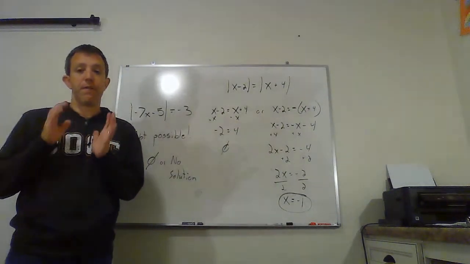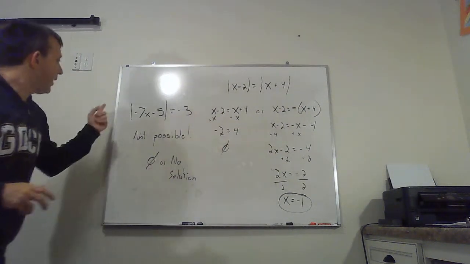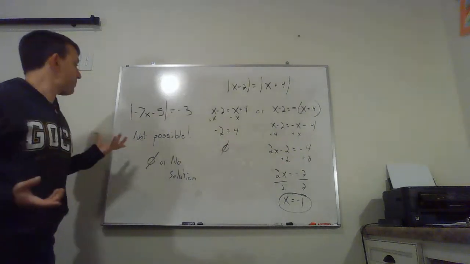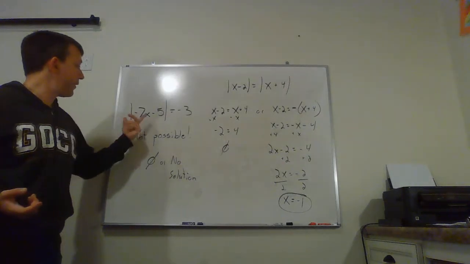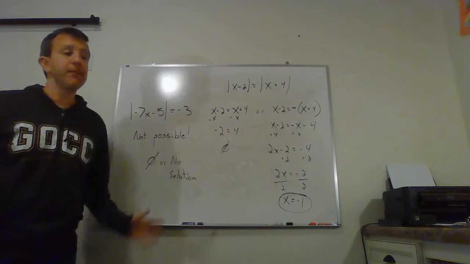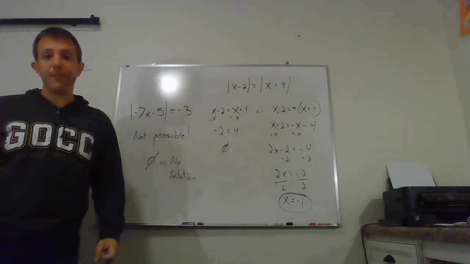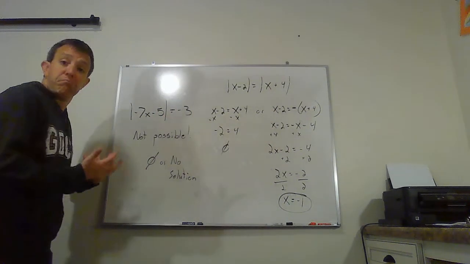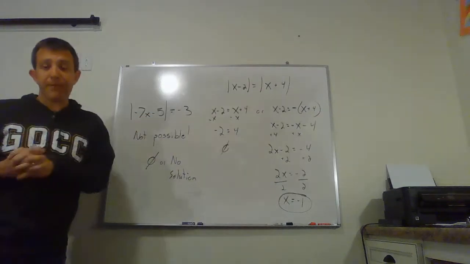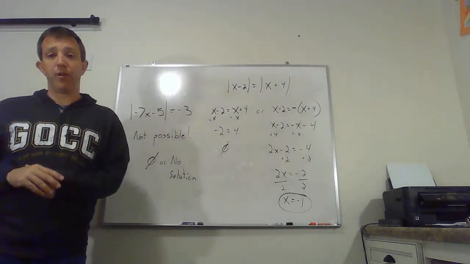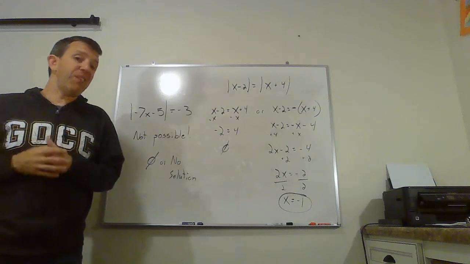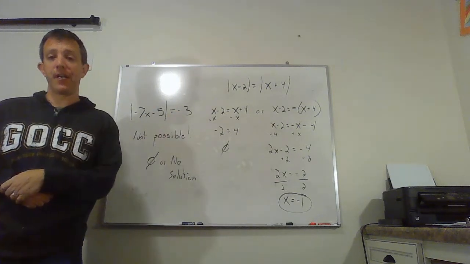Okay, for my last two examples, I have this first one, and it looks pretty simple to begin with. We have the absolute value of negative 7x minus 5, and then it's equal to a negative 3. Now, we have negatives inside of my absolute value, not a problem at all. We could work with that. What we can't work with is this negative 3 on the other side.